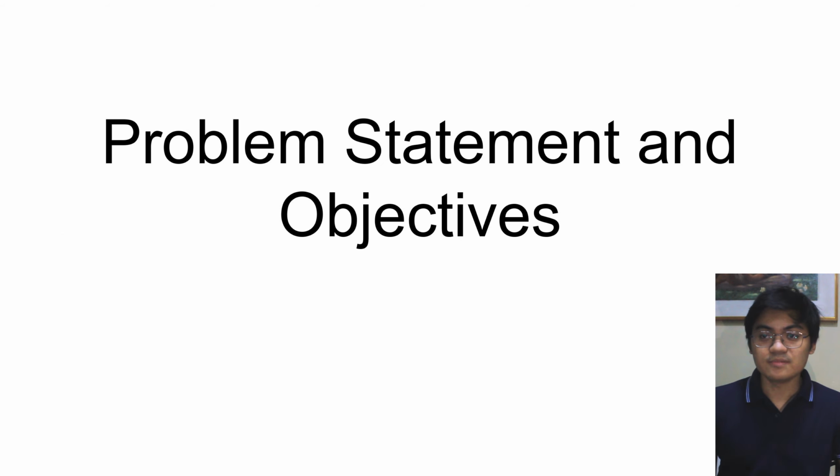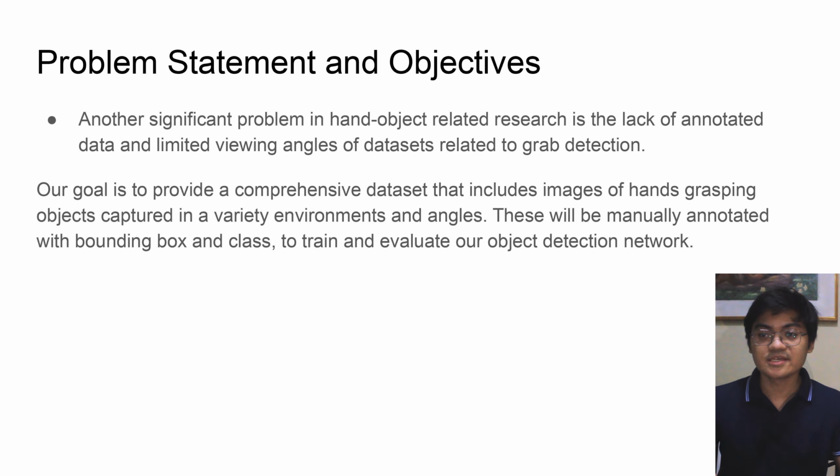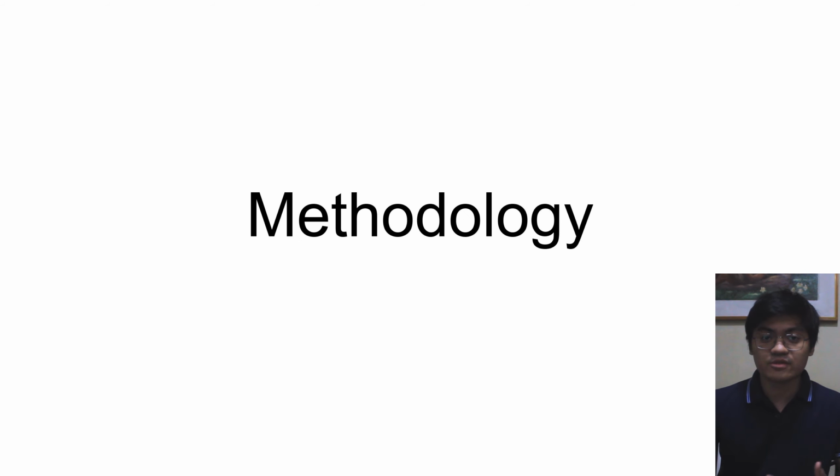Let's move on to the problem statement and objectives. There are no previous studies that focus on grab detection specifically. So to address this, we propose to implement an object detection network trained to detect hands that are grasping objects in images and videos in real time. Another significant problem in hand-object related research is a lack of data. So our goal is to provide a comprehensive dataset that includes images of hands grasping objects captured in a variety of environments and angles. Now let's move on to the methodology.